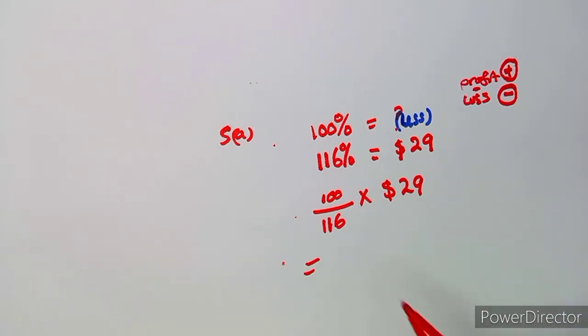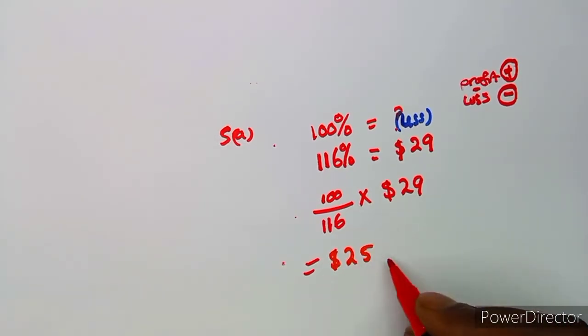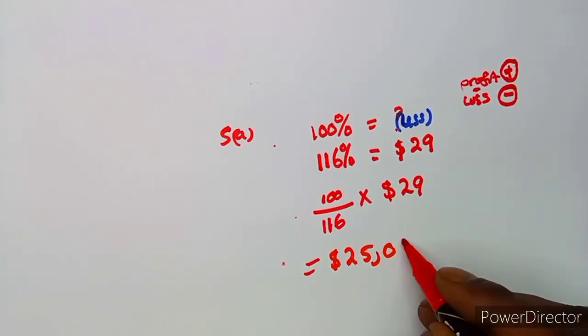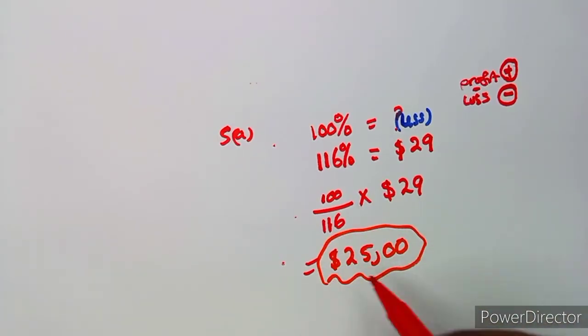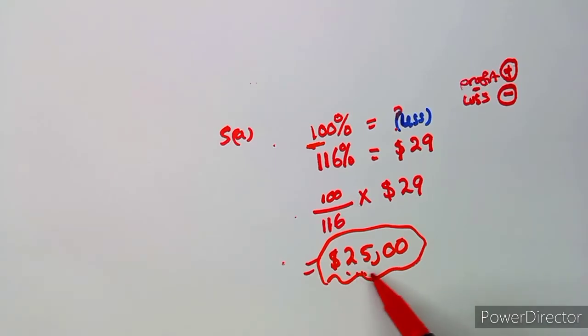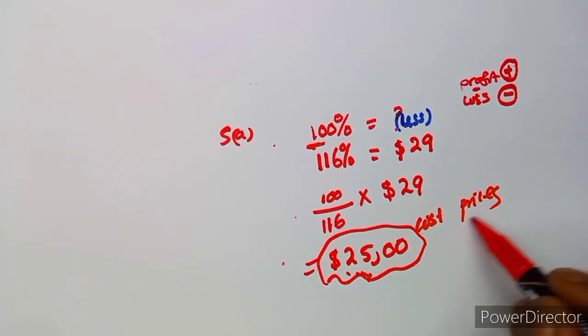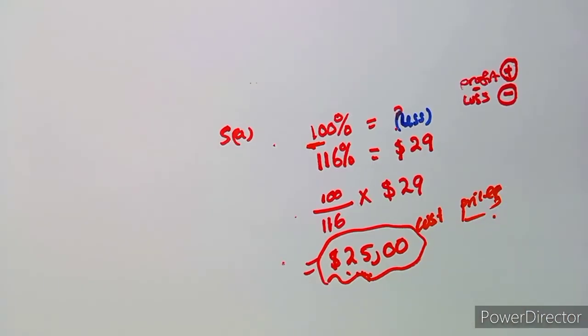So using our calculator, this is paper 2, guys. Use your calculator properly, and this is going to give you 25. So you're going to obtain $25. This is the price that was at 100%, which is the cost price. So which means this $25 is actually representing the cost price. Okay, that is what we had in this case.